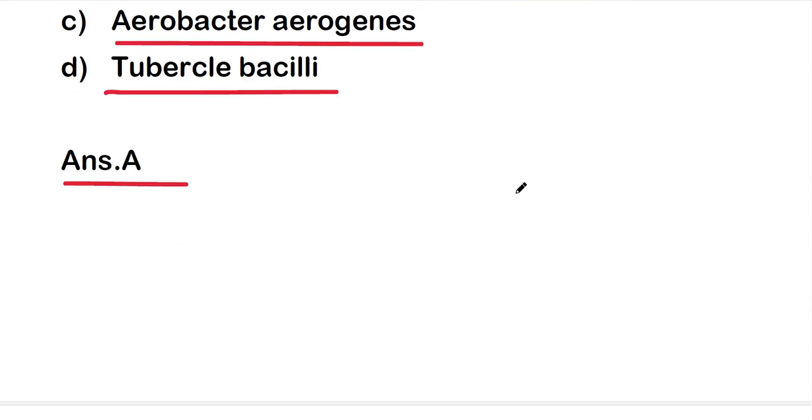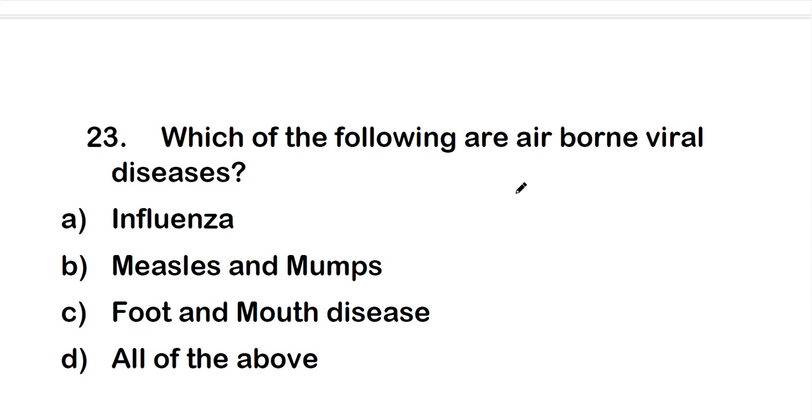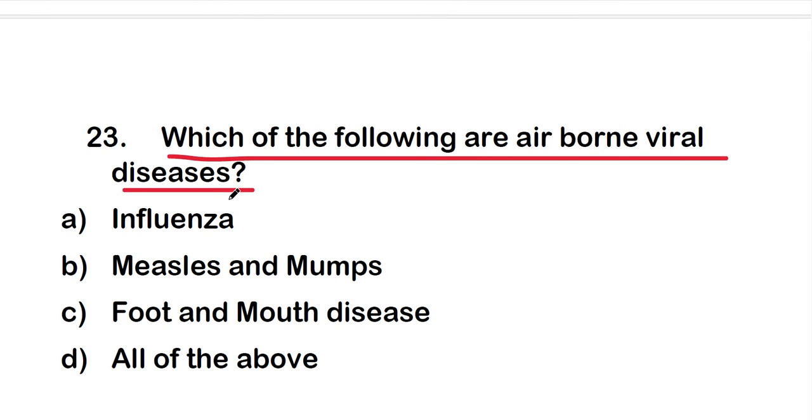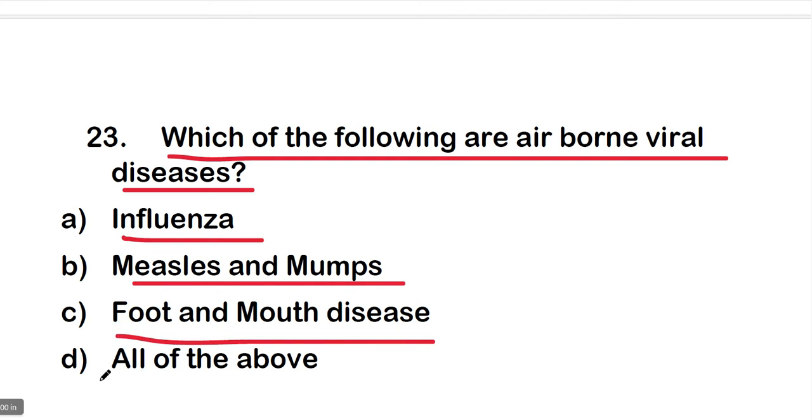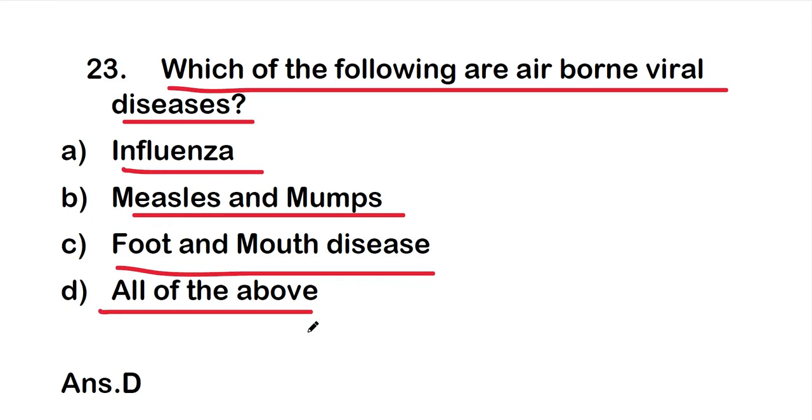Okay, so move on to the next question, that is, which of the following are airborne viral diseases? And the options are influenza, measles and mumps, foot and mouth disease, or all of the above. And the right answer is option D, that is all of the above. So influenza, measles and mumps and foot and mouth diseases are airborne viral diseases.